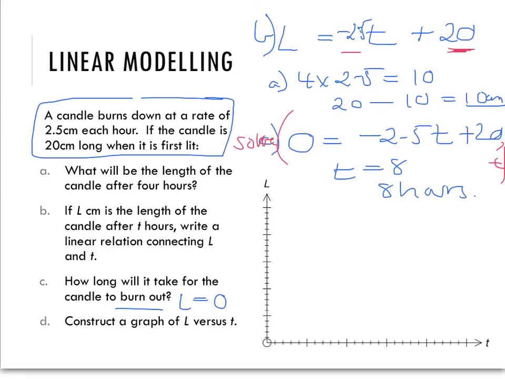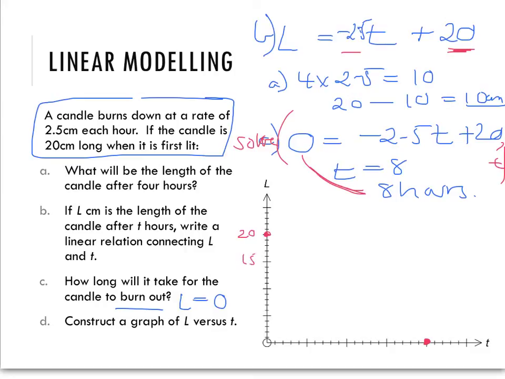Part D, construct a graph of L versus T. Okay, so we don't have a scale marked here, so we just need to draw a sketch. Now, we know that when the graph starts, so when the candle starts, it is 20 centimetres long, and we know that it takes us 8 hours to get down to 0. So that 8 hours and 0, this information here, gives us our x-axis intercept. So we know it's going to hit 0 after 8 hours, and I know it's going to start off at 20 centimetres long.